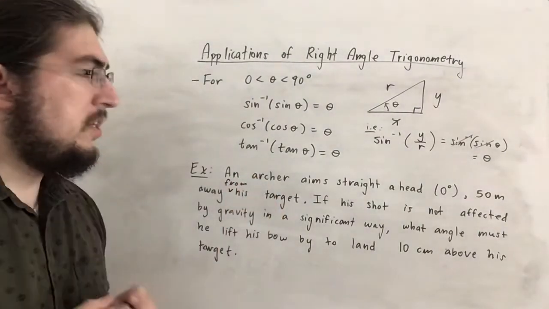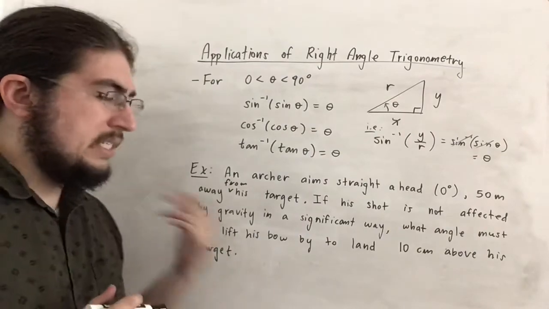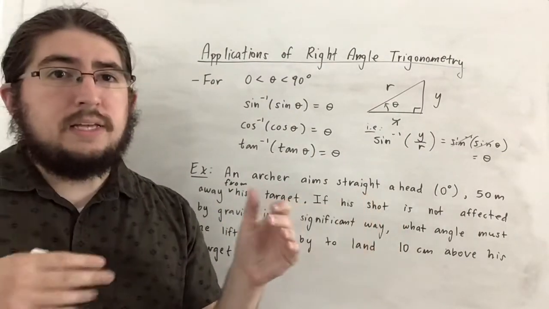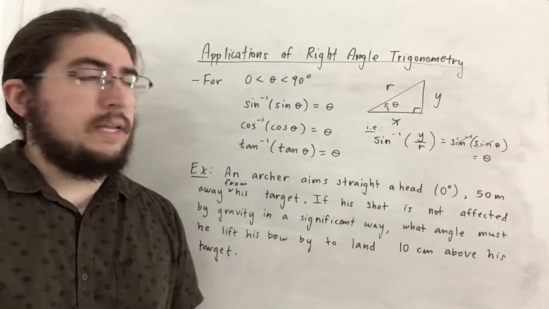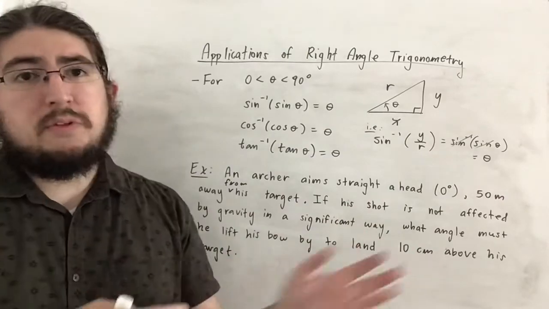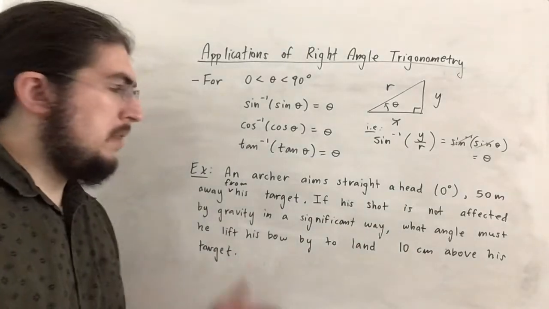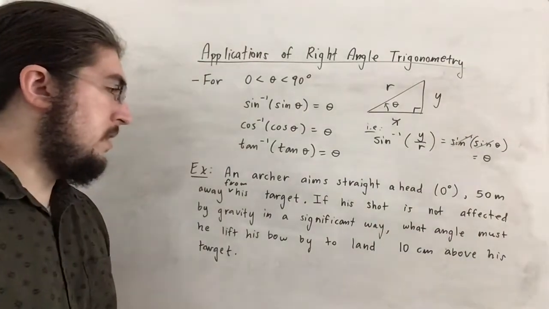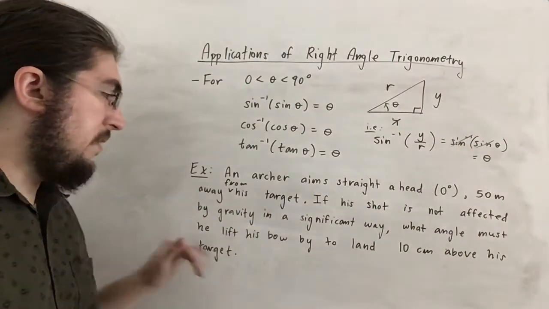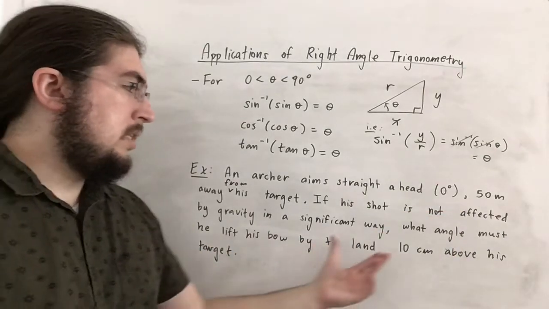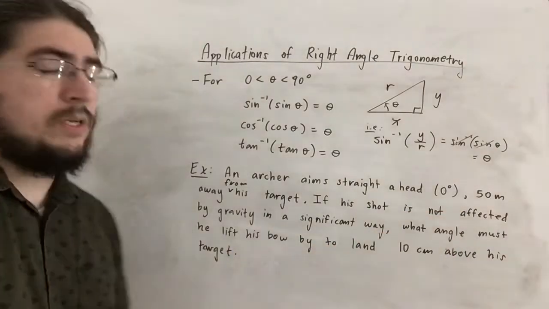If his shot is not affected by gravity in a significant way, so imagine he shoots his arrow so fast that it doesn't dip down because of gravity, which I guess the closer you are, that can happen. Otherwise, the further you are, you better go really fast. But let's just assume it's a straight shot. Otherwise, we can't use right angle trigonometry. What angle must he lift his bow by to land 10 centimeters above his original target?